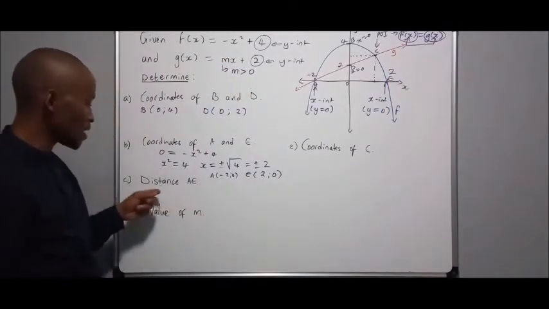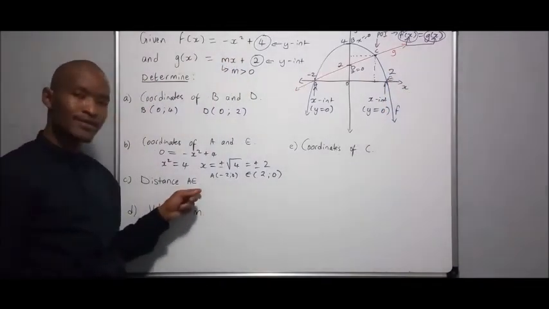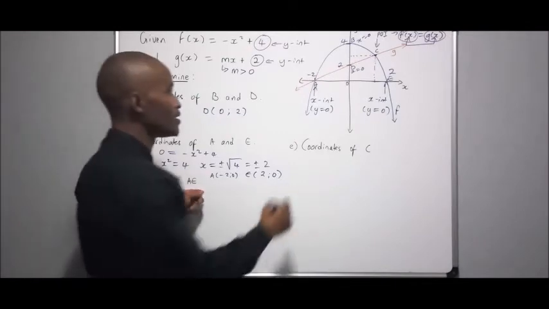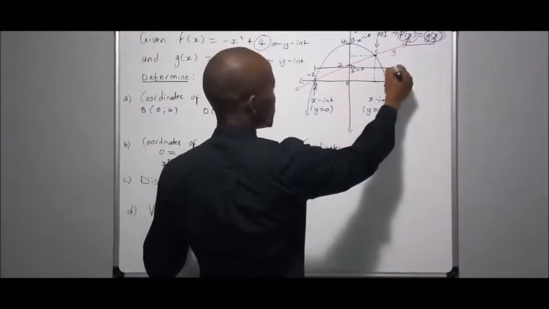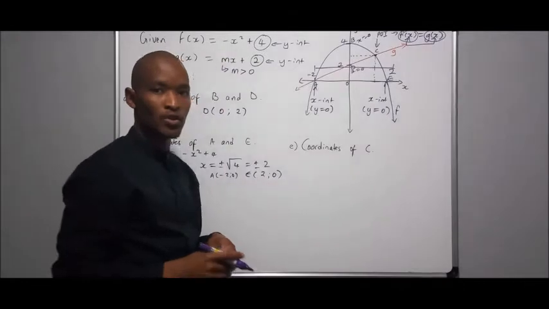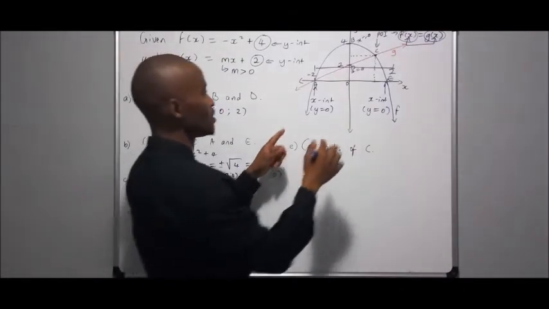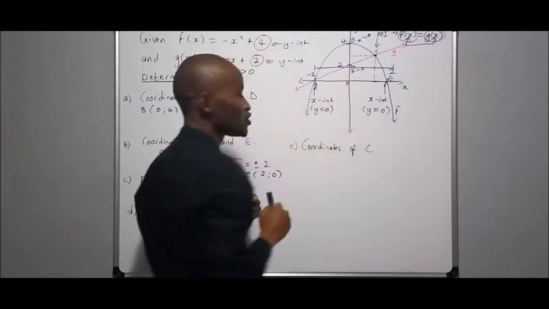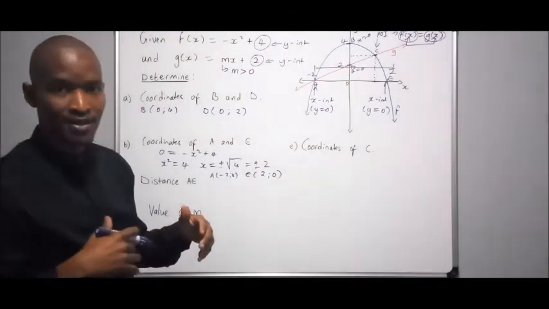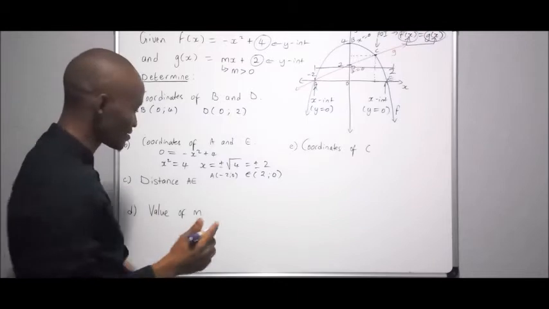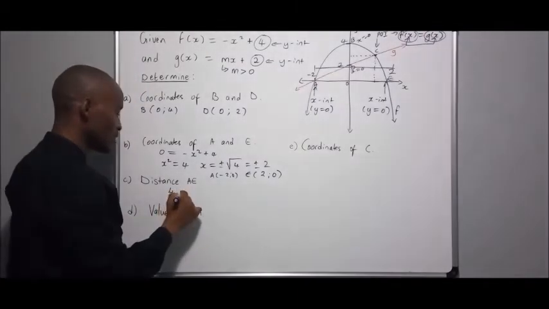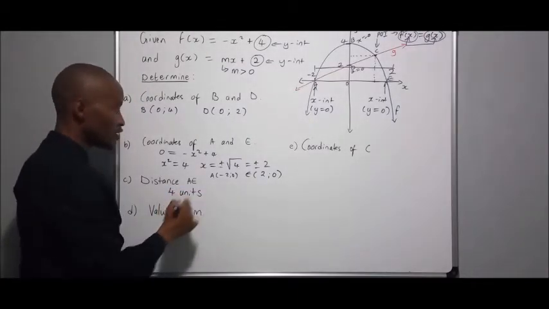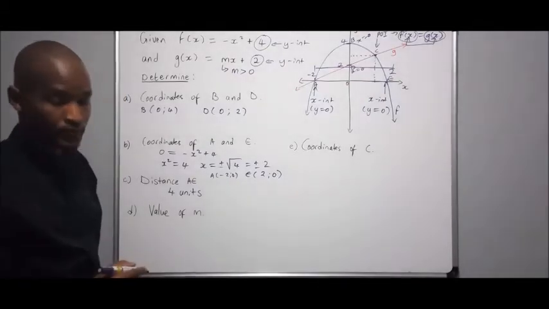The follow-up question becomes the distance AE. Okay, so from A to E, what is that horizontal distance? Okay, by symmetry, that is 2 units, that is 2 units. 2 plus 2 gives us what? I hear 4 units. Great stuff. So distance AE is 4 units.